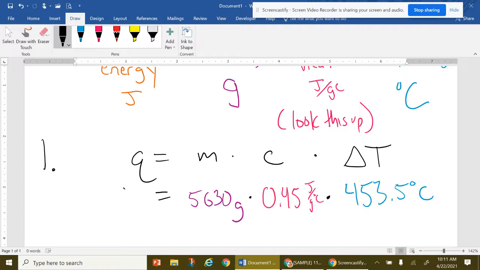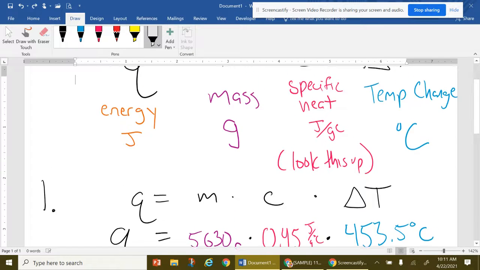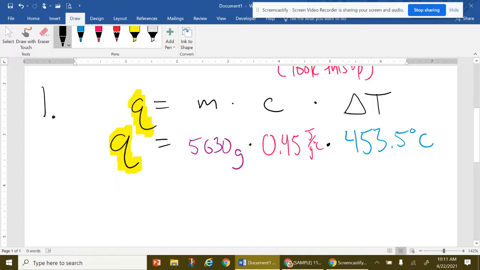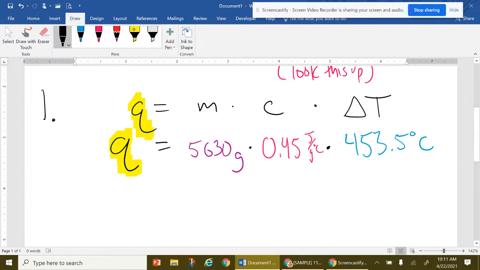And we are looking to solve for the energy. That's what the question wants. It wants the energy in joules. Well, folks, the energy in joules is just all these things multiplied together, okay? It's just the mass times the specific heat times the change in temperature.